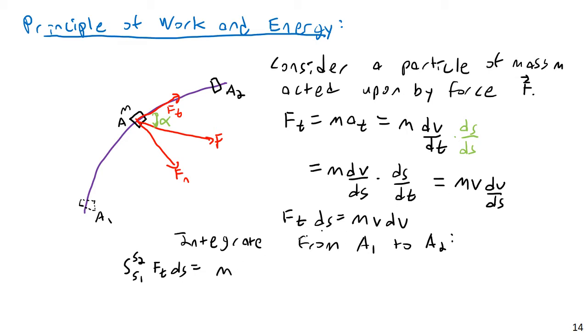m, we'll pull the m out here, times the integral from v1 to v2 of v dv, which will then produce 1/2 mv2 squared minus 1/2 mv1 squared. And this, though, what do we have here? The integral of force, of tangential force, ds, from the two positions is just going to be U1 to 2.